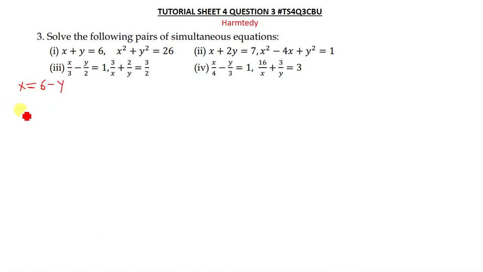So we're going to have 6 minus y, then this is squared, then you have plus y squared, and this is equal to 26. When you simplify this, 6 squared gives you 36 when you expand this part, and then the other part will give you negative 2 of y, and then y times y, you get positive y squared.